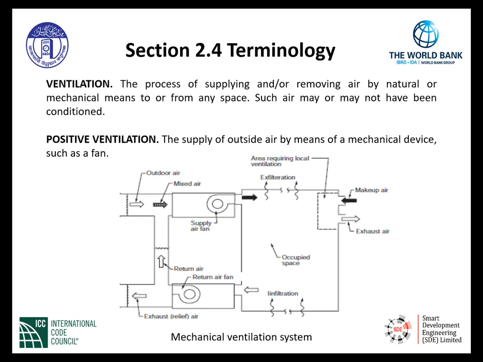The air is returned through the bottom of the graphic into the return air fan. We have an exhaust, relief air, and return air moving back up and then mixing again with the outdoor air to provide good, clean, filtered air into the occupied space. And this is a good example of a mechanical ventilation system and air conditioning system.